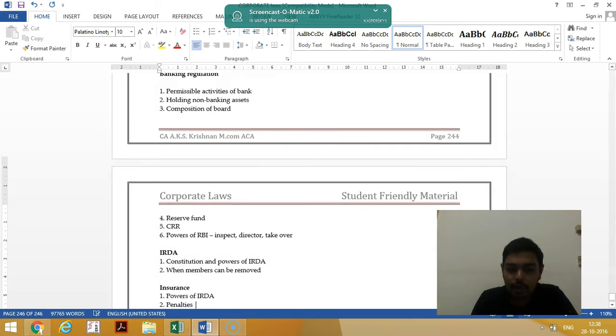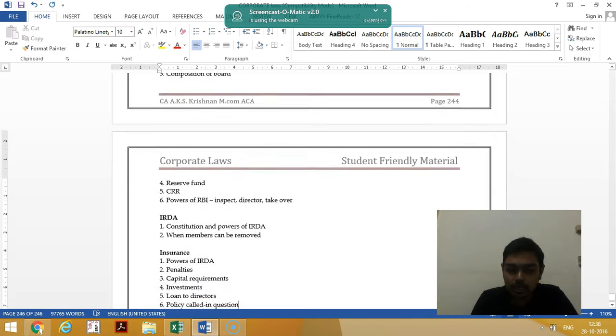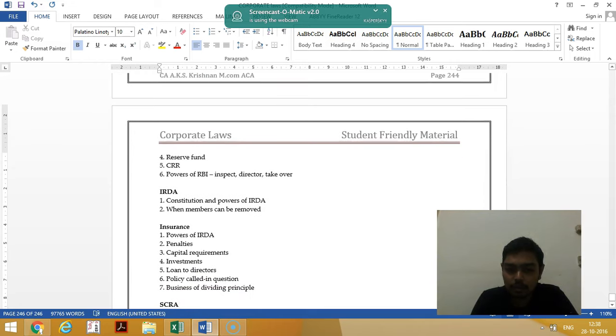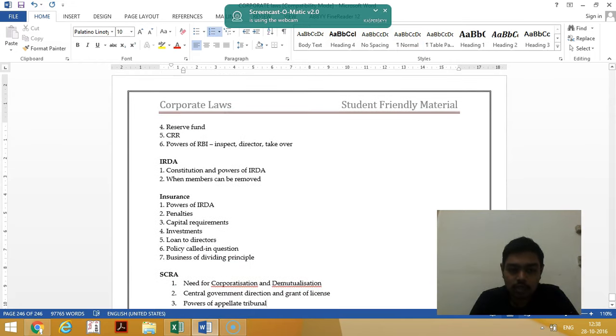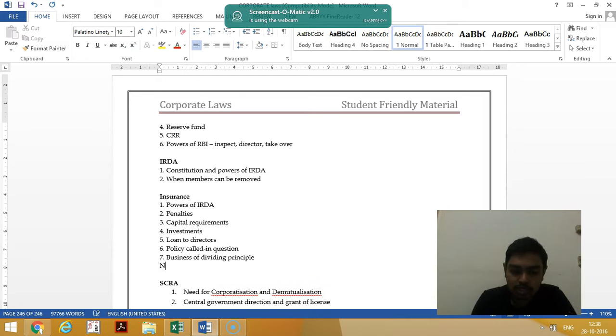Then IRDA, constitution and powers of IRDA, then when the member of IRDA can be removed. These two questions. Then in insurance, powers of IRDA once again, then penalties for insurance companies, and capital requirements, investments, loan to directors, then policy called in question, then business of dividing principle, then nomination facility. So these are the things that can be done.